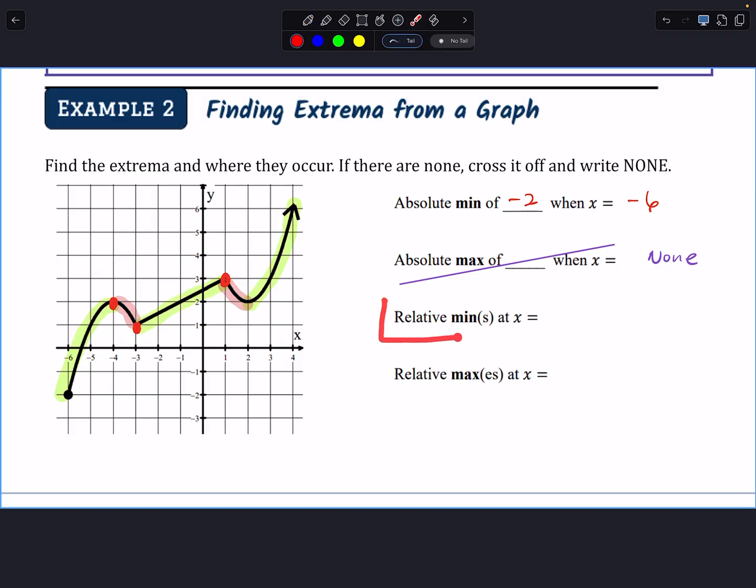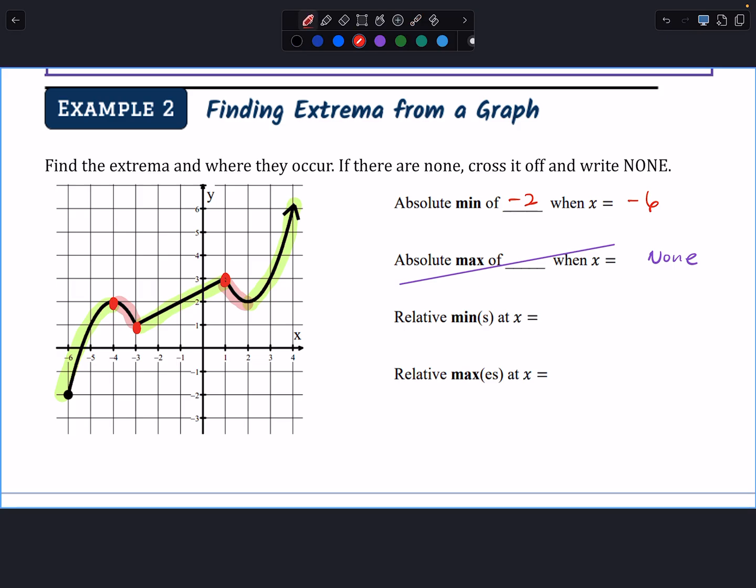All right, relative mins. So remember, an absolute min can also be a relative min. Do you guys see how this is the absolute min? We call that the absolute min. Don't forget to include that in your relative mins because it's also a relative min. Because in this region, isn't it the lowest point? You guys see what I'm saying?